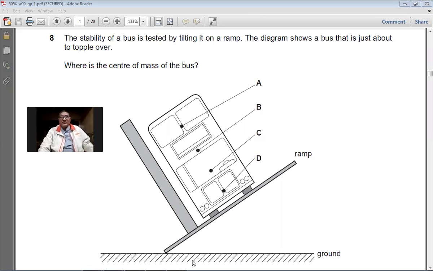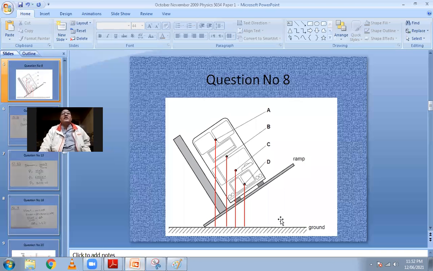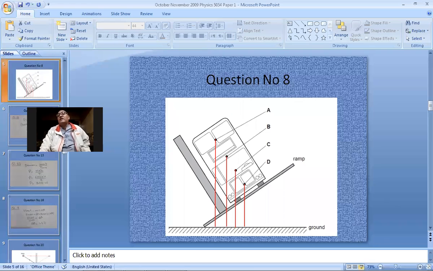From all these possible locations of the center of gravity, we will draw the line of action of the weight. That point will be the center of gravity, which is still inside the base, but the line of action of the weight is about to go out of this base. The base is this. Okay, so let me show you my work, and this is question number 8.